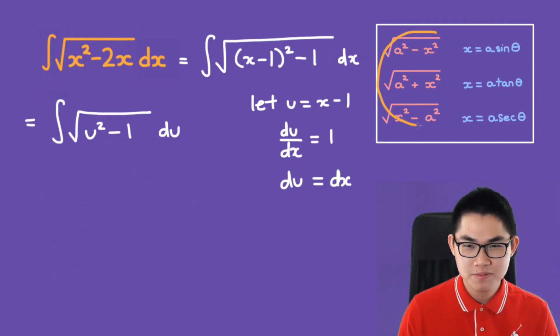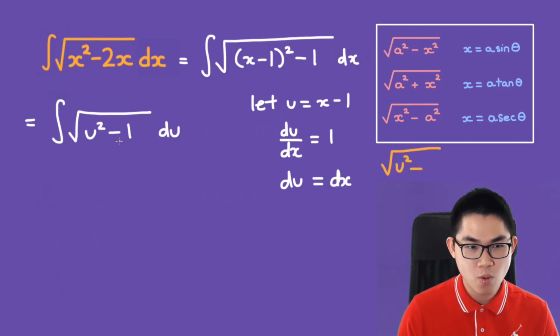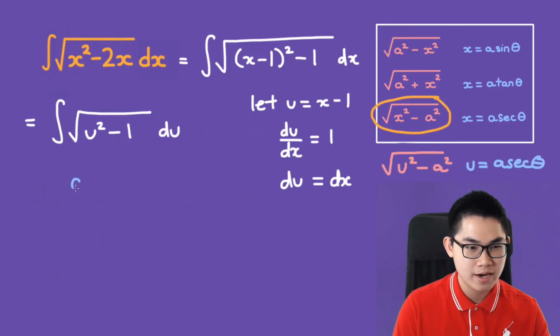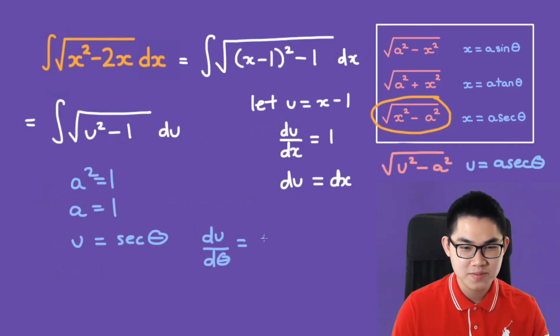In these three forms, we can see that x is the variable and a is the constant. So same thing here, we have u as the variable, u squared minus 1, and 1 is a squared. So we have u equals a secant theta. So obviously it belongs to this form. And this is what we have. And in the square root, we can see that a squared is 1. So a is 1, and u is equal to a times secant, which is 1 times secant, and we can just write it as secant. What is the derivative of secant? The derivative is going to be secant tan.